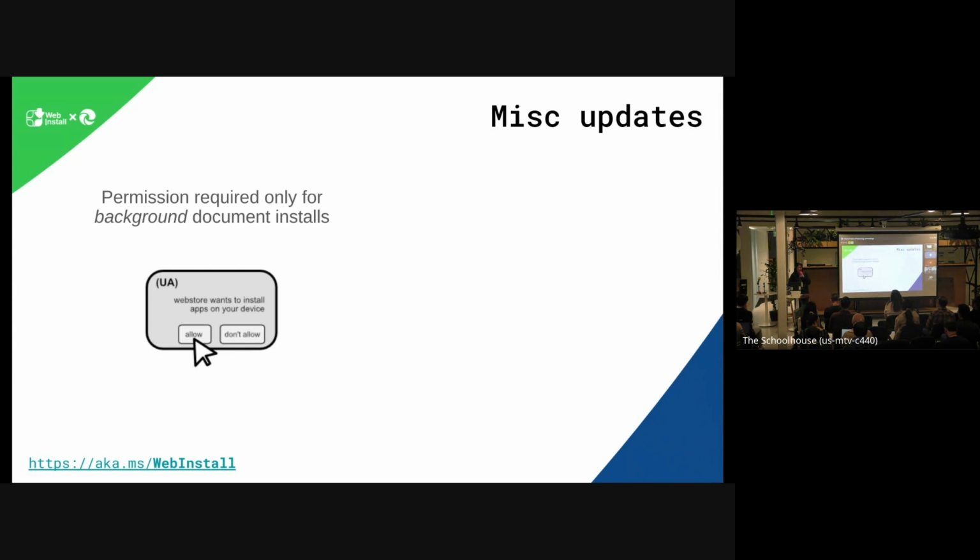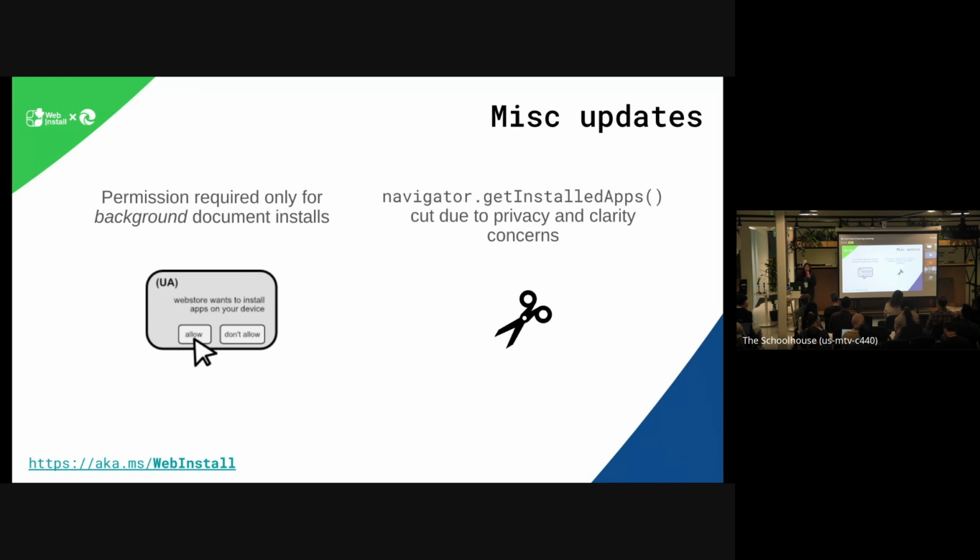Permission is now required only for background document installs. Navigator.getInstalledApps was previously proposed to let an origin request a list of apps that it had installed. This has been cut due to potential privacy concerns, as well as potential confusion with the getInstalledRelatedApps API, which is similarly named but serves a completely different purpose.